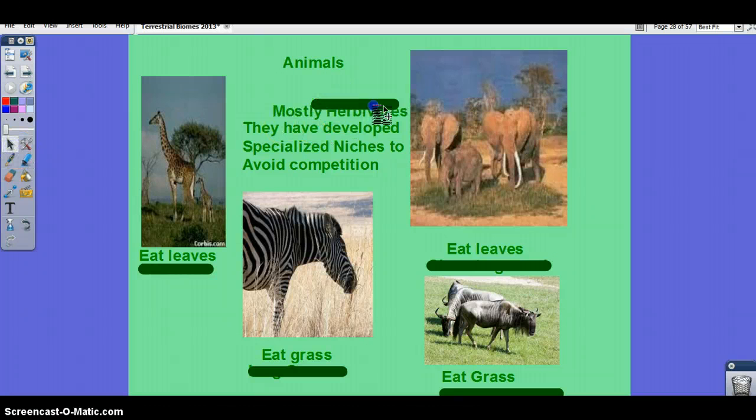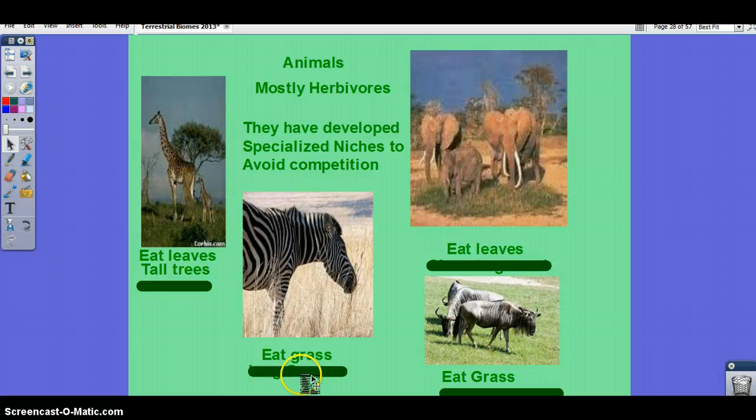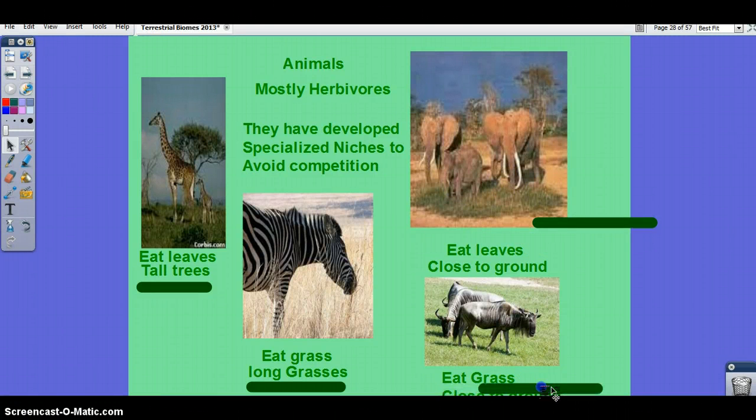Animals, again, as I mentioned before, are mostly herbivores. They have developed specialized niches in order to avoid competition, because grass is their primary food source. So, for example, here we have animals that are going to feed off tall trees, such as a giraffe. These are going to eat long grasses. These will eat grasses close to the ground, and you see that little patch of grass. And then you have other animals that also feed close to the ground. They just eat different types of grasses. This is grass that is spread out versus grass that is clumped.